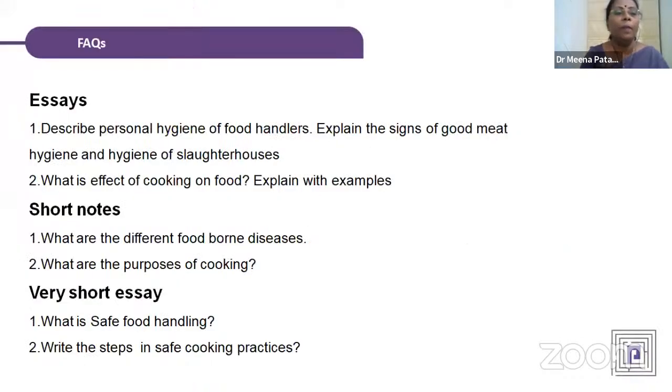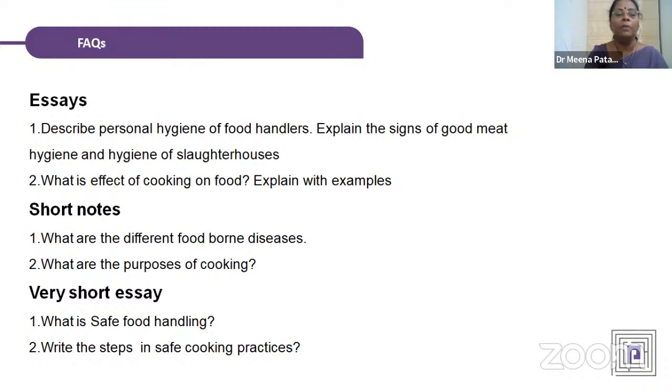Questions. Essays: describe the personal hygiene of the food handlers. What should be the personal hygiene of a person who handles the food? There are very explicit guidelines for this. Explain the signs of good meat hygiene and hygiene of slaughterhouses. Number two, what is the effect of cooking on food? Explain with examples. Short notes: what are the different foodborne diseases? It is very vast, and you need to study in detail.